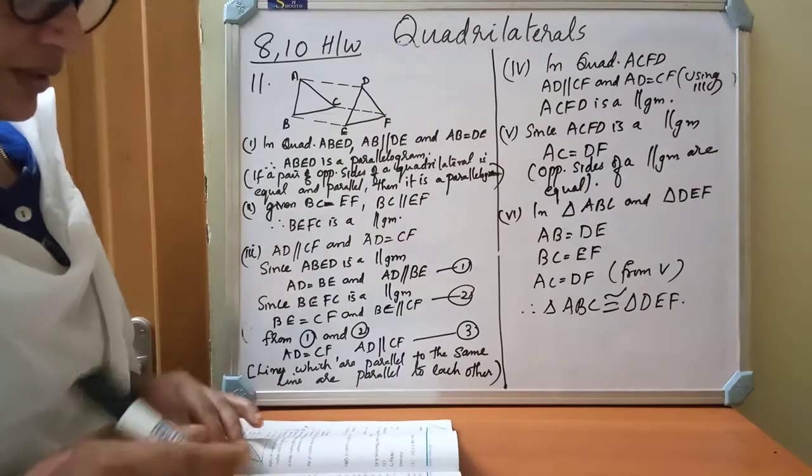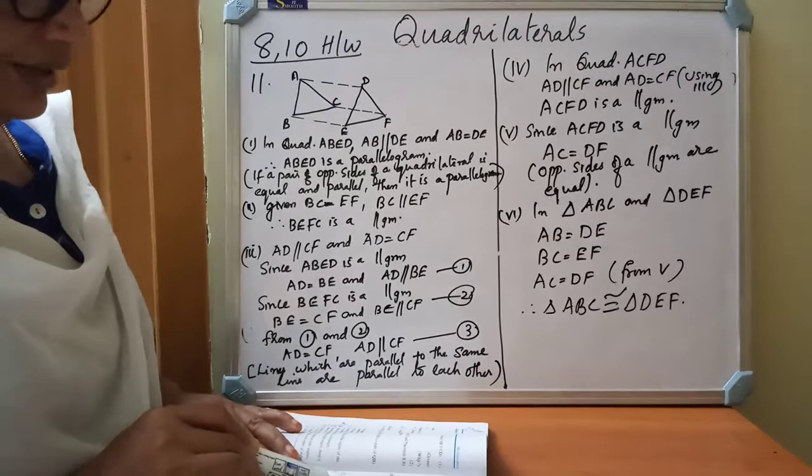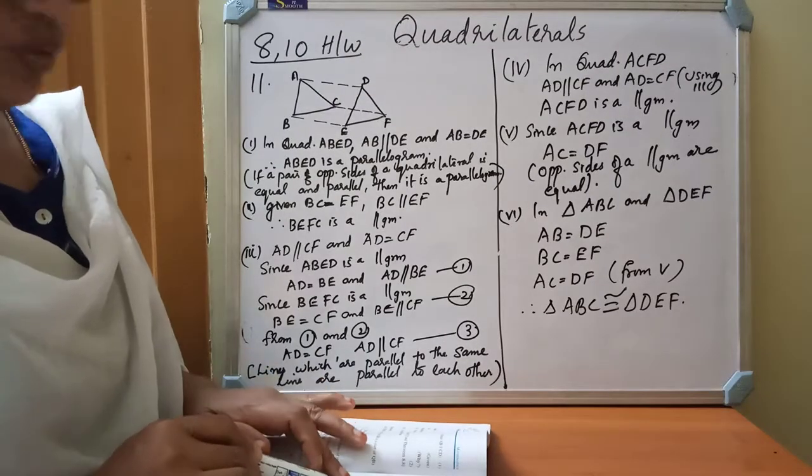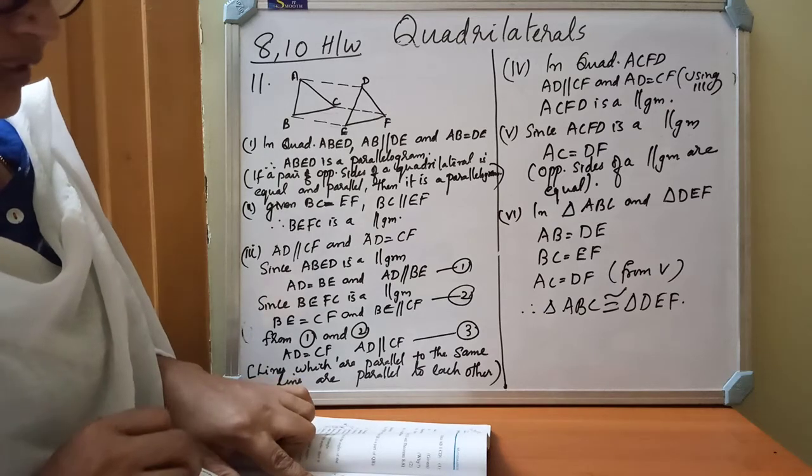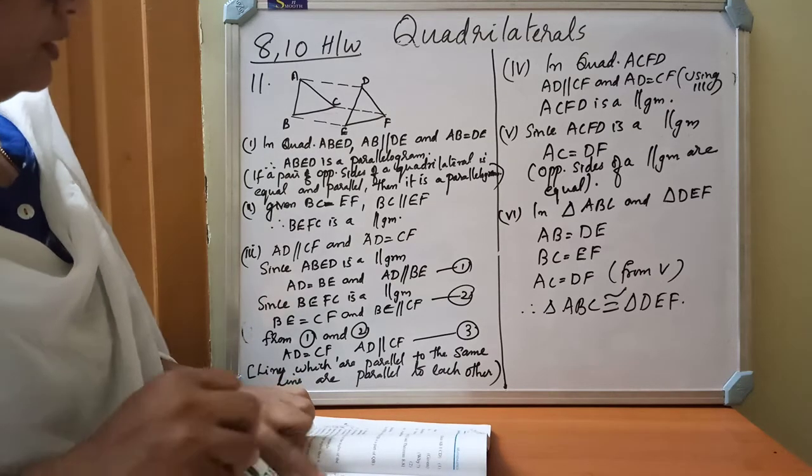Next question number 11. Question numbers 8 and 10 are homework, children. Question number 11 now. In triangle ABC and DEF.